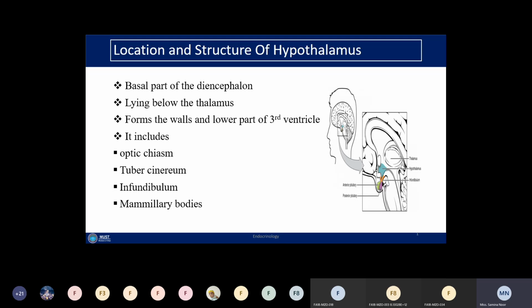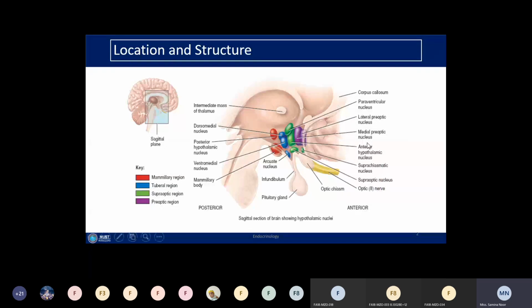The next is the mammillary bodies. The mammillary bodies are part of the limbic system and form the posterior region of the hypothalamus. So the hypothalamus consists of the optic chiasm and the tuber cinereum, which is the projection towards the pituitary gland, then the infundibulum, a stalk-like structure, and then the mammillary bodies, the posterior part of the hypothalamus. In this figure, you can see the different regions of the hypothalamus.